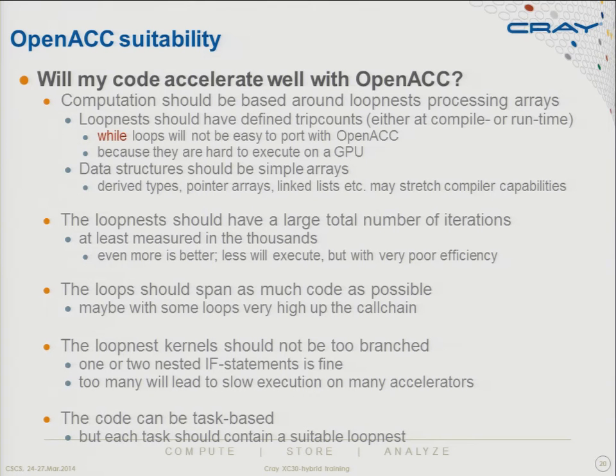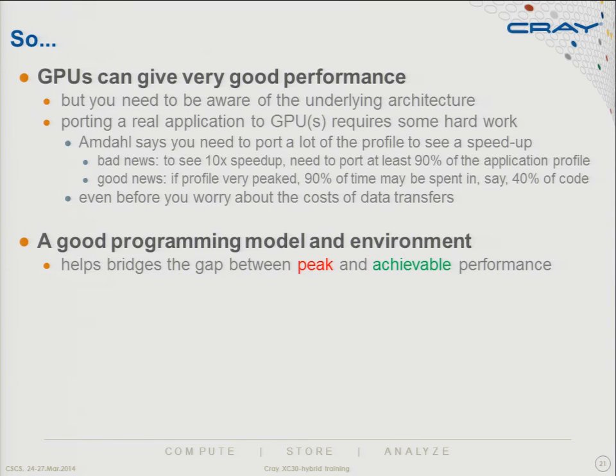So will my code accelerate well with OpenACC? It should have loop nests, is basically the statement here. The loop nest should span as much code as possible. If you have a lot of serial code, that's not a good code for a GPU. Don't have too many if statements. Task-based is good as long as each task has a loop nest in it. Tasks can be good because you can get overlap.